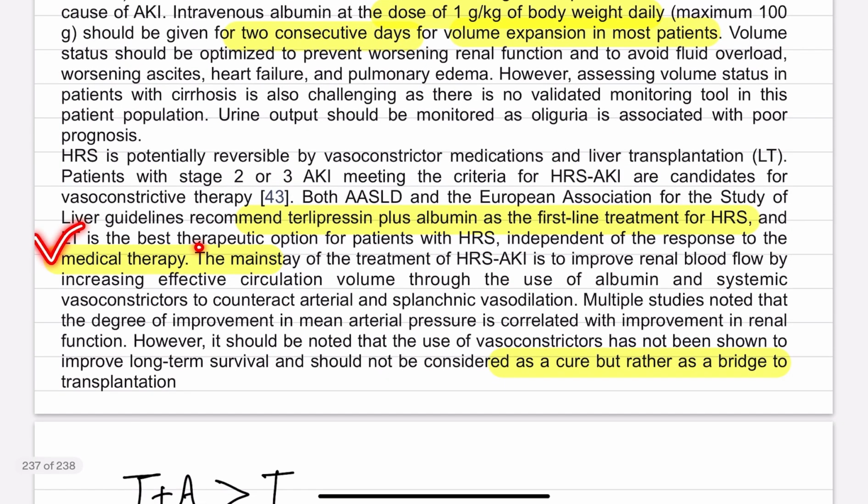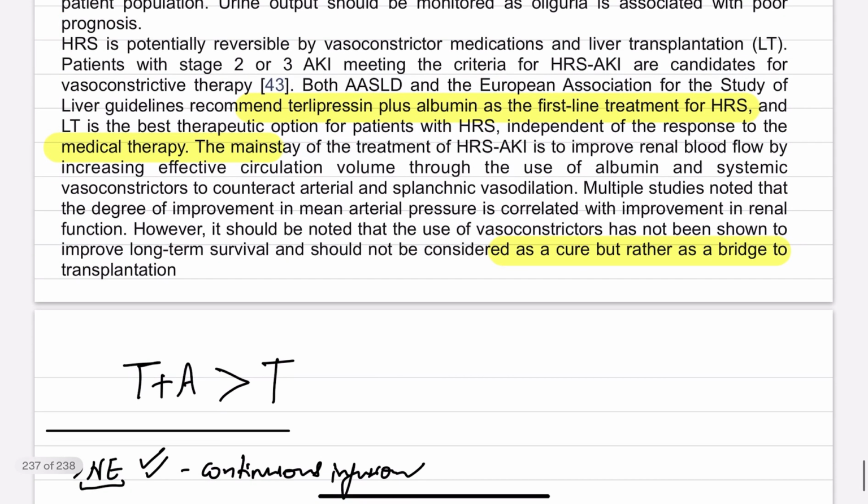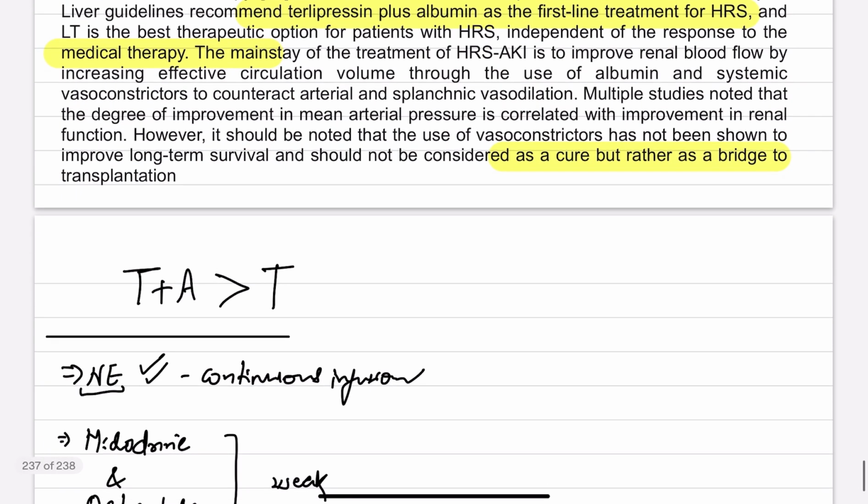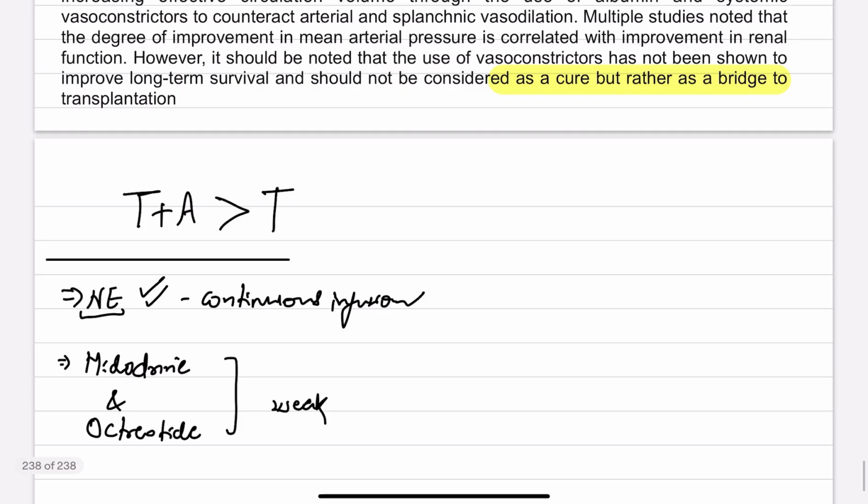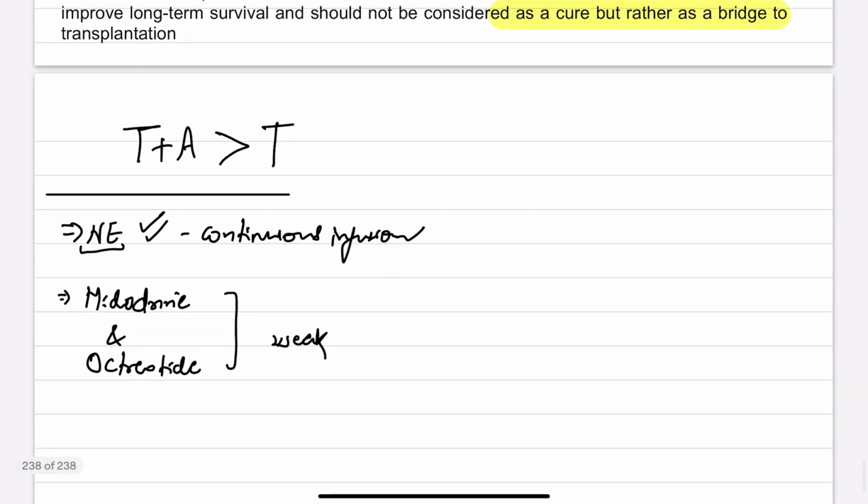liver transplant, LT, is the best therapeutic option for the patient with HRS, independent of the response to medical therapy. The mainstay of treatment is to improve renal blood flow by increasing effective circulating volume through the use of albumin and a systemic vasoconstrictor to counteract the arterial and splanchnic vasodilation. So what is the best? It is terlipressin plus albumin. Instead of only using terlipressin, you can alternatively use norepinephrine as a continuous infusion, and midodrine and octreotide, a weak vasoconstrictor, can be used also.